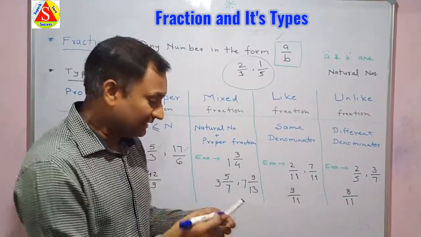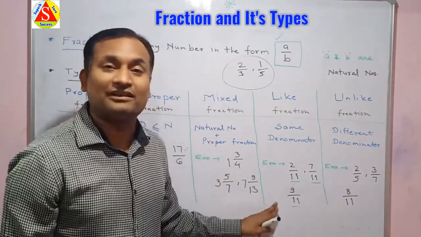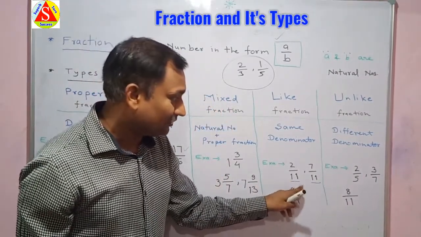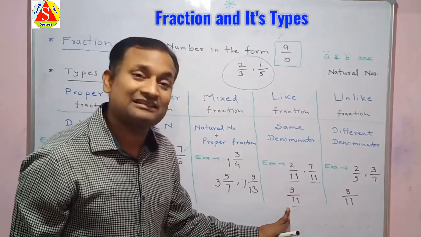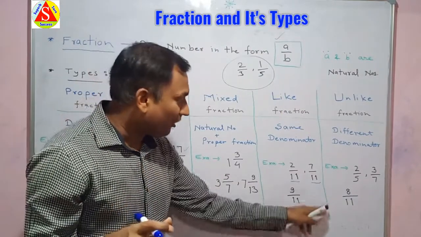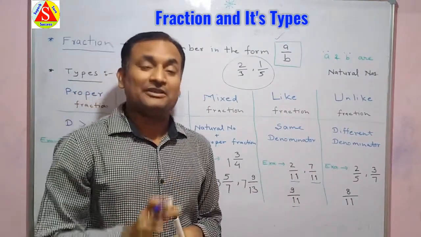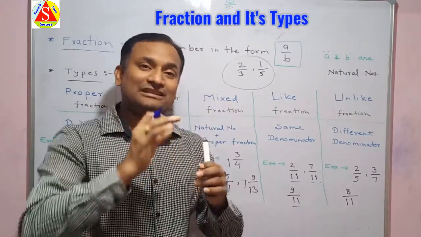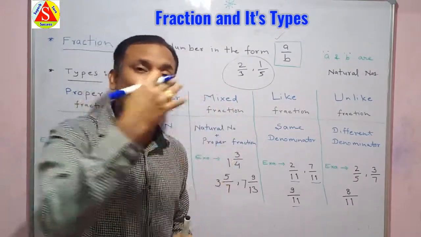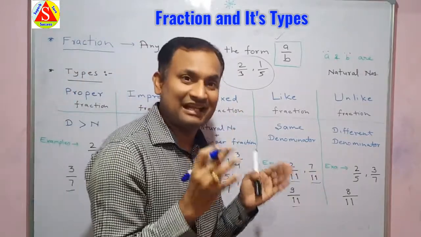So dear student, here you can see the denominator of all fractional terms. Here the denominator of all fractions is 11. So we can say all are examples of like fractions. If we have the same denominator in all the fractional terms, then we will call those fractions like fractions.